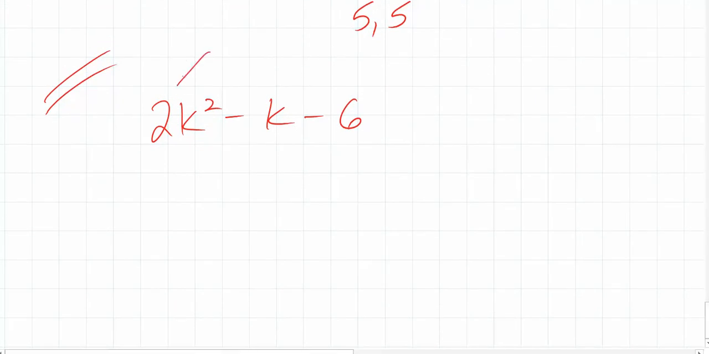Yeah, the leading coefficient is 2. That means you're going to break it apart into two things. One of them has to be what? 2k, and the other one has to be what? 1k, exactly. Are there any other ways to get the number 2 when you multiply it together?